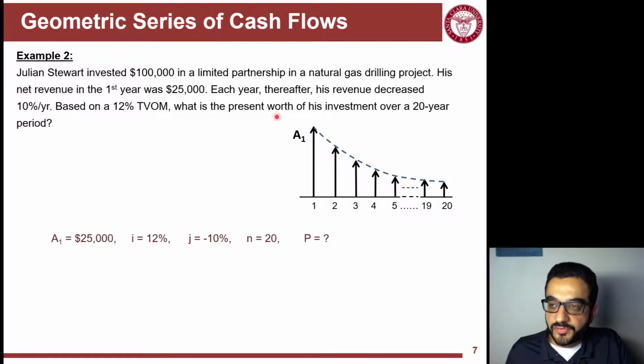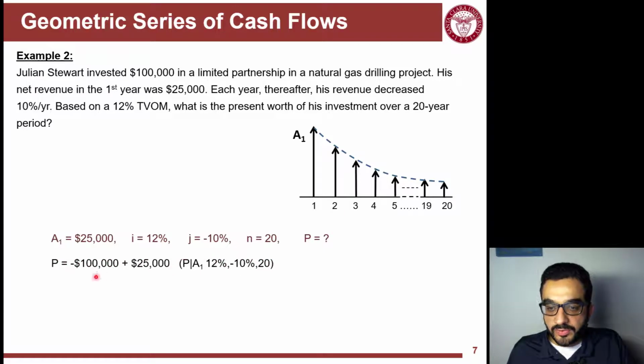One thing here is the investment is not increasing, actually, it's decreasing. So the cash flow will look something like that. A1 is equal to 25,000, but J is actually negative 10%. Now, I can say that my cash flow is, at time 0 here, you actually have negative 100,000. I'm not showing here the initial investment. So negative 100,000, and then you have the returns here, starting with 25,000 and then decreasing.